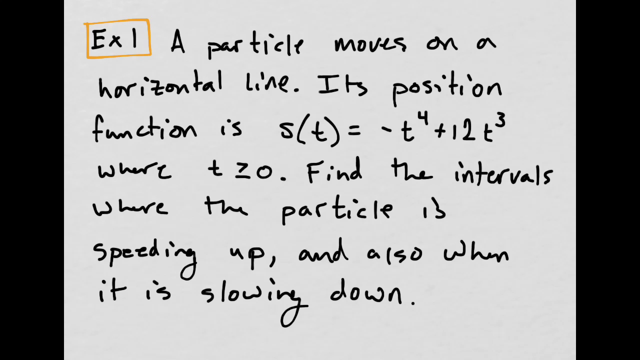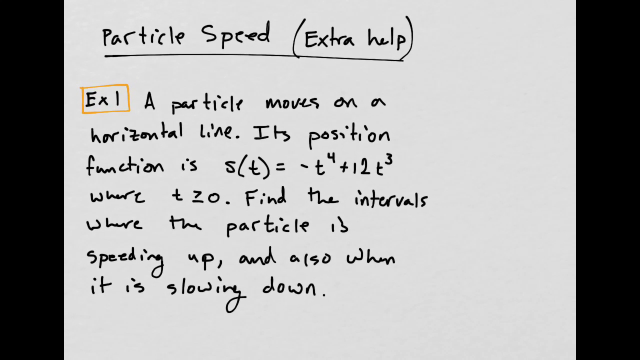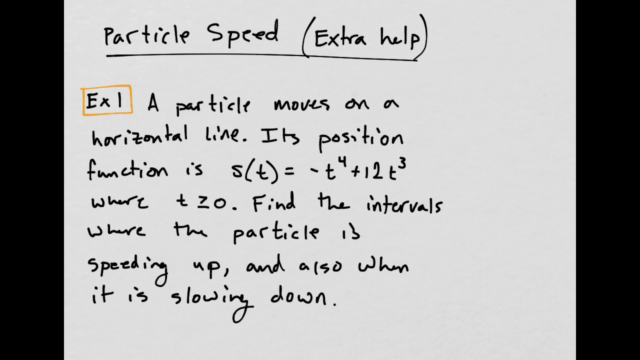Okay, so we already know how to find if a particle is moving to the left and to the right. That's just by looking at its velocity function with a sign chart. So you'd have to set it equal to 0 to find the critical points and then pick test values so that you can do a sign chart. Here it says find the intervals of time when the particle is speeding up or slowing down.